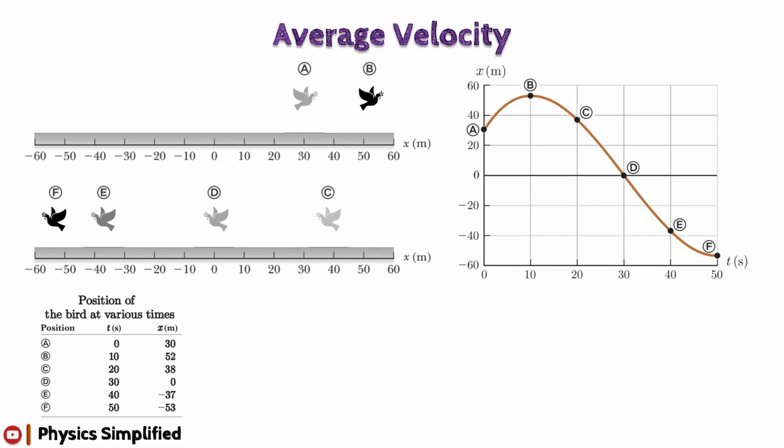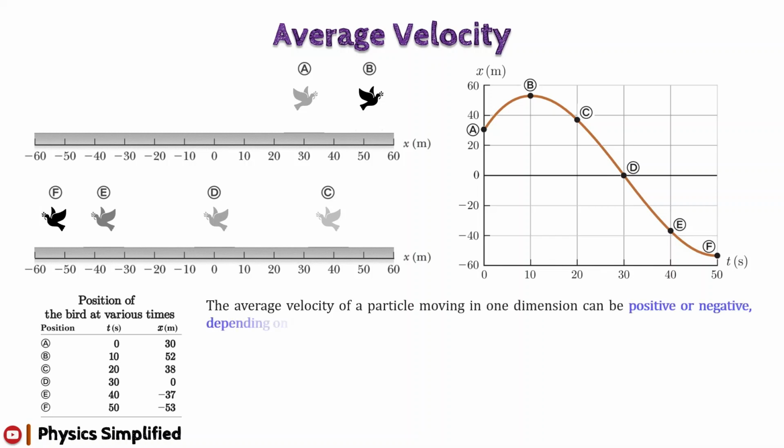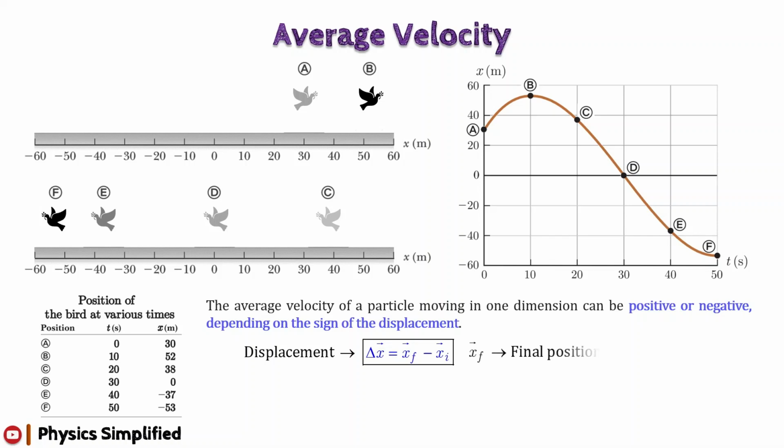It must be remembered that the average velocity of a particle moving in one dimension can be positive or negative, depending on the sign of the displacement. We know that the displacement of a particle moving in one dimension, say, along x-axis, is given by vector delta x is equal to vector x suffix f minus vector x suffix i. If the coordinate of the particle increases in time, that is, if x suffix f is greater than x suffix i, delta x is positive, and so also the average velocity.